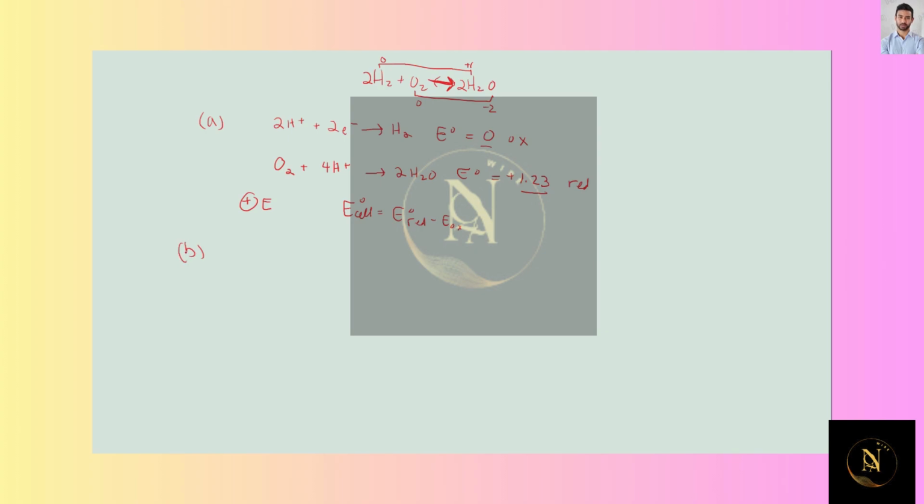In part B, they want us to actually calculate that E cell. So we can just put in the numbers here. So again, E cell is going to be equal to the reduction reaction, which was the positive 1.23 volts, minus the oxidation, which was 0 volts. So our E cell is equal to positive 1.23 volts.